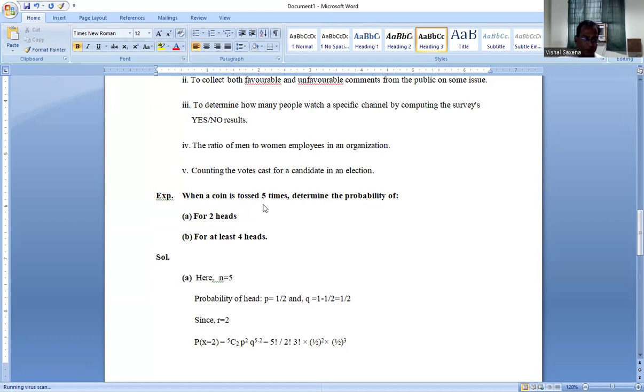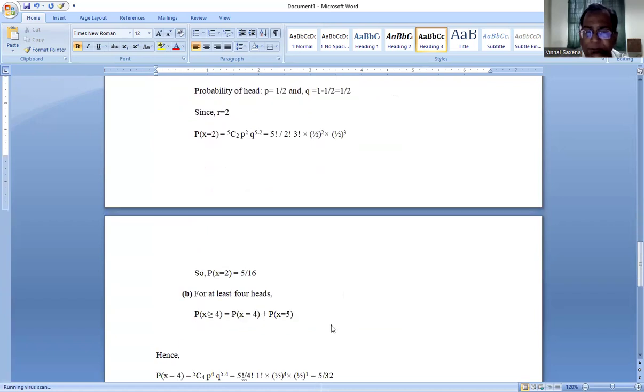Now we just have to solve with our calculator. P and Q are already calculated, r is equal to 2, and n is equal to 5. When we solve this, we get the value 5 upon 16. So this is the question for the binomial distribution, and we have found the probability mass function: the probability for exactly two heads is 5 by 16.